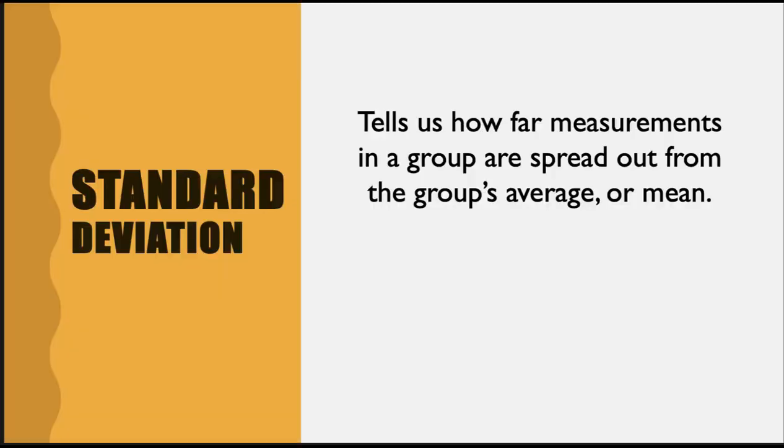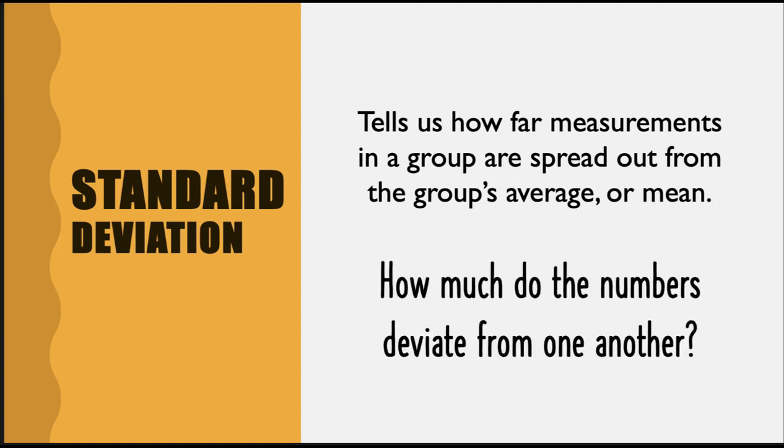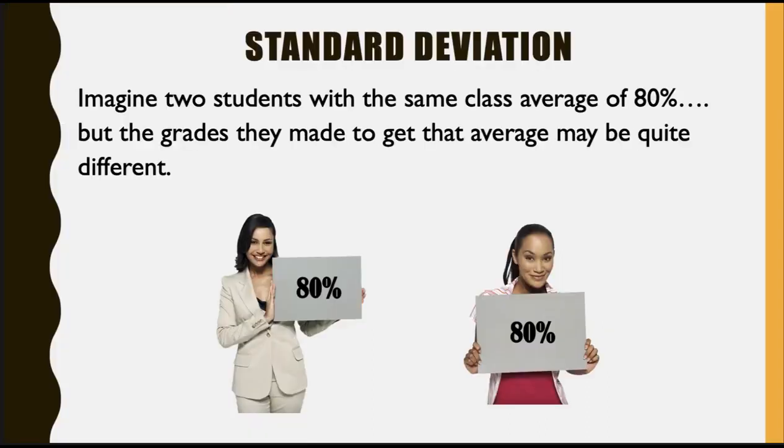Now we're going to talk about standard deviation. This is a calculation that tells us how far measurements in a group are spread out from the group's average, or the mean. It's basically answering the question, how much do the numbers deviate from one another? So imagine you have two students with the exact same class average of 80%, okay? They've earned the same grade, but the grades they made to get that average could be very different.